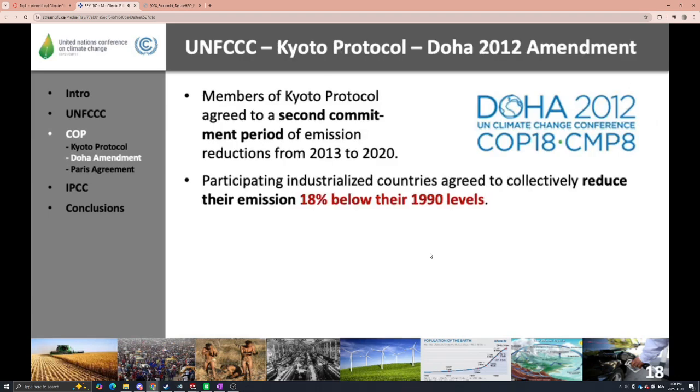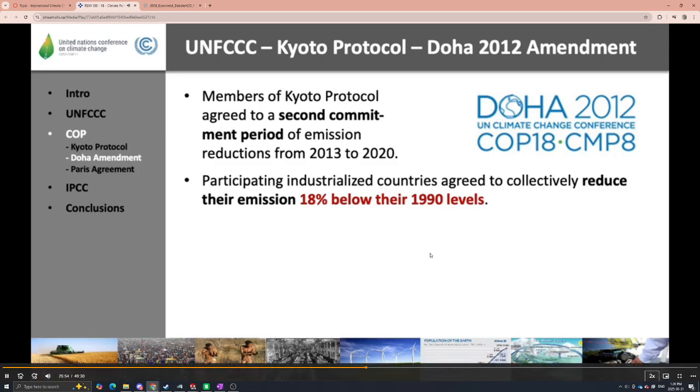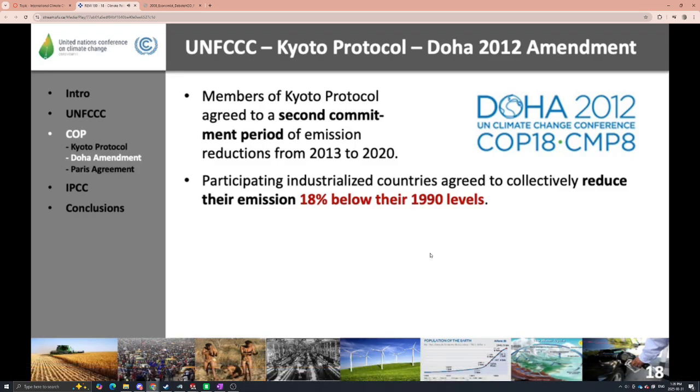So the members in Doha agreed on a second commitment period from 2013 to 2020 to bridge this gap between the old and the new deal. During this period, the participating industrialized nations committed to collectively reducing their emissions to 18% below 1990 levels. This would have been a substantial additional decrease in emissions from their original Kyoto commitment of 5.2% below 1990 levels by 2012.